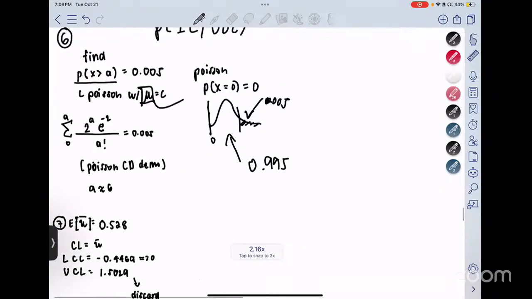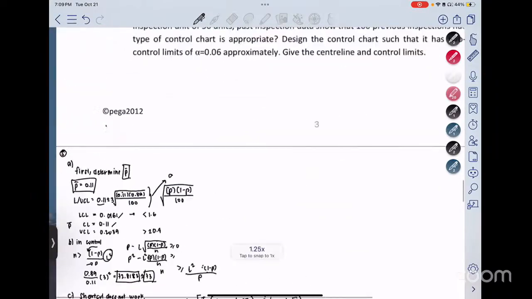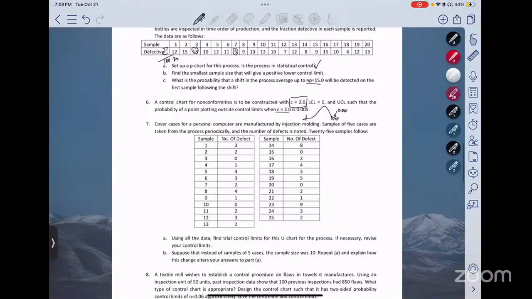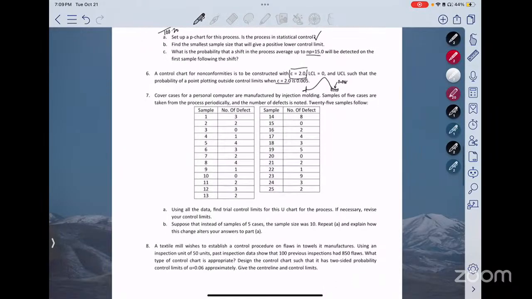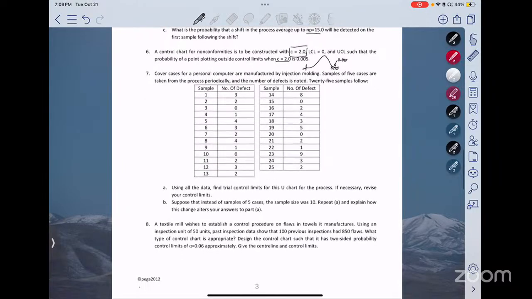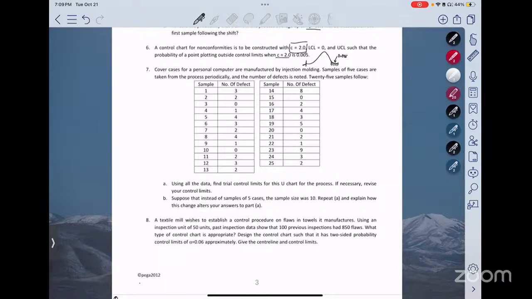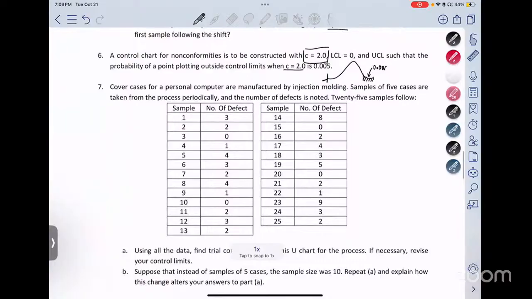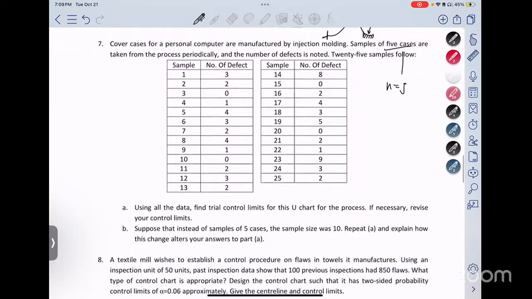Okay, so that's for number 6. For number 7, cover cases for a personal computer are manufactured by injection molding. Samples of 5 cases are taken from the process periodically, and the number of defects is noted. 25 samples follow. So, samples of 5 cases, so n equals 5, and number of defects.